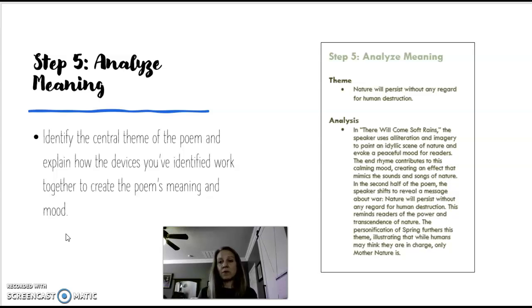So theme, remember that a theme is a statement that expands upon a theme topic. So for this, nature will persist without any regard for human destruction. That is the theme of the poem overall. And then you're going to analyze that and share an analysis of the meaning and how those devices that you've discussed in the previous steps work together to create that poem's meaning and mood.